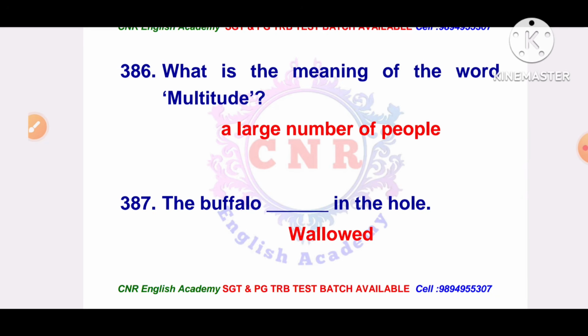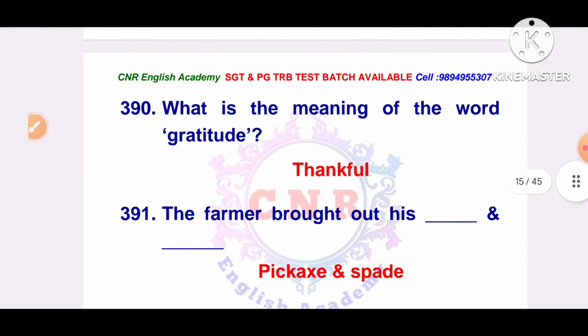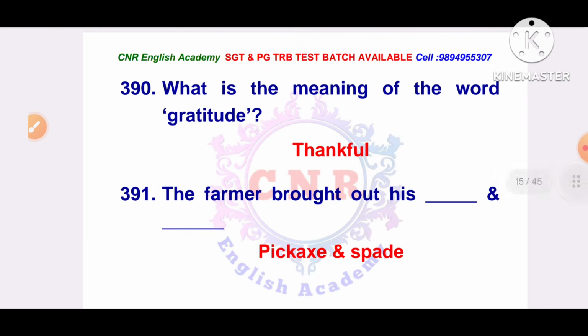Next one, the buffalo dash in the hole. Answer, wallowed. Next one, a dash tilled the land near the one small depression. Answer, poor farmer. Next one, in dash months the farmer had to travel far to get water for his thirsty crops. Answer, summer.